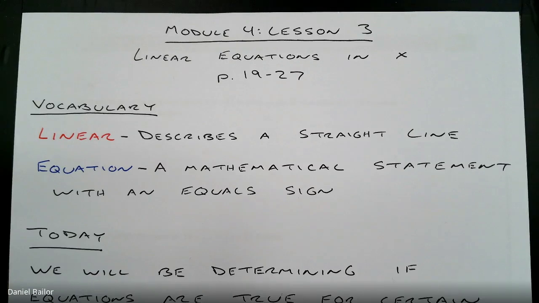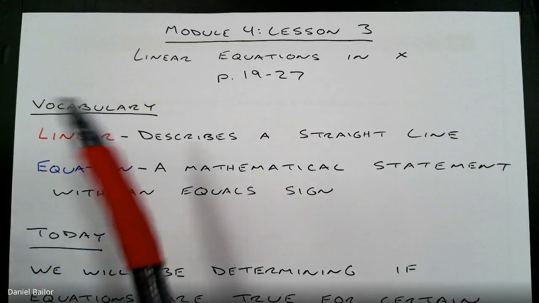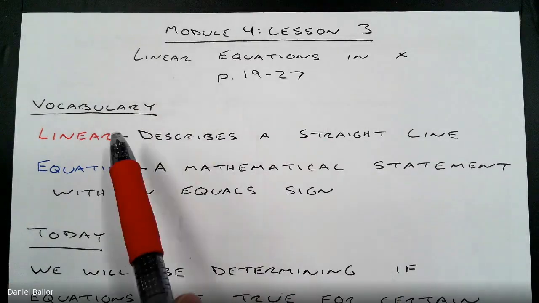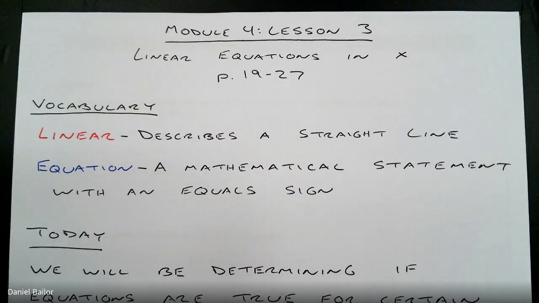We start with vocabulary. Our first vocabulary word is linear, and the other vocabulary word is equation. It makes sense that our vocabulary is linear and equation because we are talking about linear equations. You need to know what linear means, you need to know what equation means. So as you're writing down the vocabulary, write down that linear means it describes a straight line. Linear describes a straight line. If something is linear, it forms a straight line.